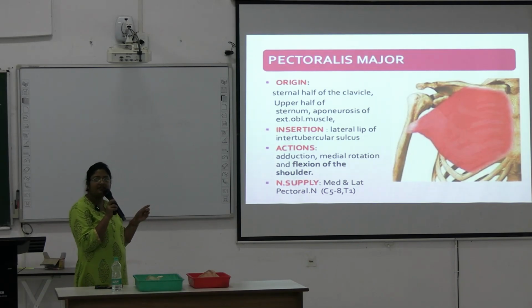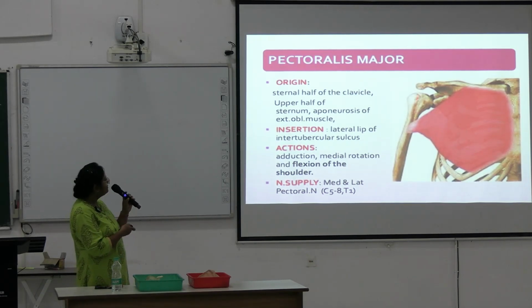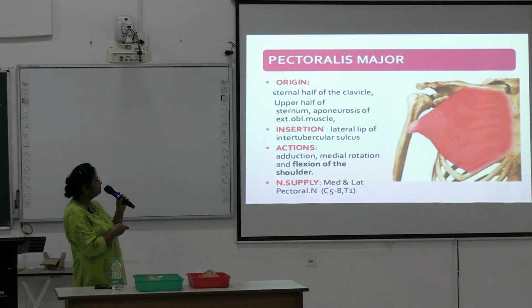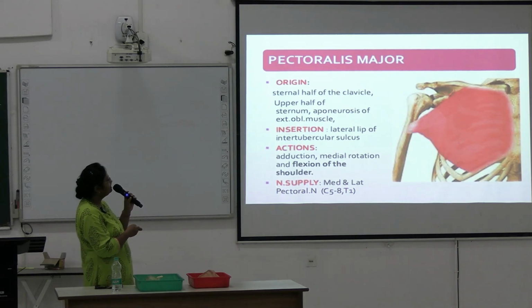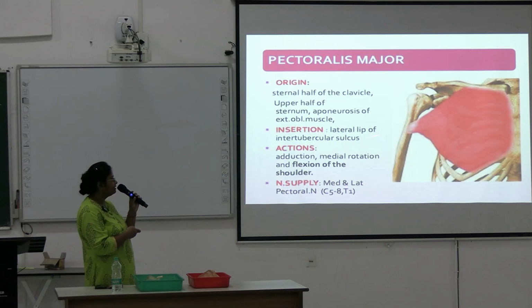It inserts into the lateral lip of the intertuberculous sulcus. Tomorrow we will discuss the humerus. This intertuberculous sulcus is part of the upper end of the humerus. So along the lateral lip there is the insertion of this pectoralis major.